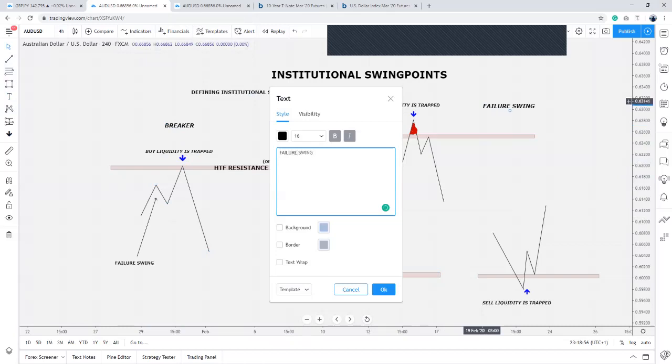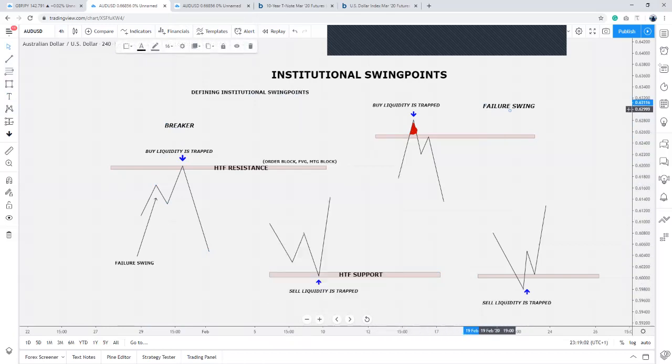In a couple minutes, I'm going to show you how vital it is that you add this to your repertoire and to your knowledge base as an institutional trader, because what we're going to cover today is going to be mind-boggling. It's going to blow your minds. So, regarding institutional swing points, we have the breaker and the failure swing. I'm going to cover each section and explain in detail what they entail, and how funds' liquidity gets trapped via the breaker and also via the failure swing in the marketplace.